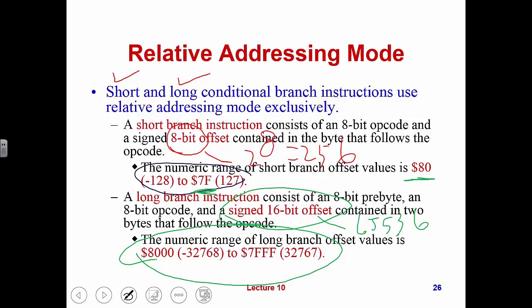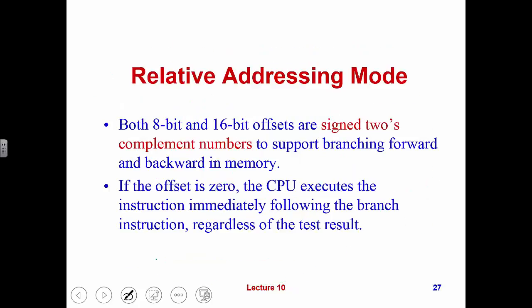When we run a program, you can use either decimal or hexadecimal. Of course, a lot of people prefer decimal. So this is what we have: the short branch and long branch. They can all run in the relative address mode. As I mentioned, those 8-bit or 16-bit offsets are signed 2's complement numbers, so we can move backward or forward.